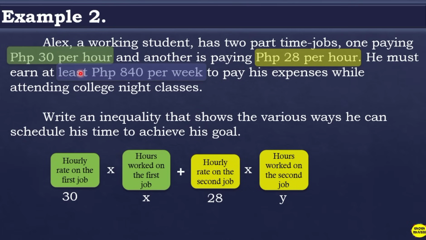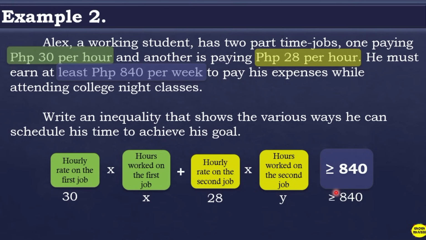So, kanina, pinakita ko yung mga keywords para alam natin kung anong symbol ang gagamitin. So, at least means greater than or equal ang gagamitin natin dyan. So, ito po siya. Okay? So, ibig sabihin kasi ng at least, dapat ito yung pinakamababa. So, it's either, ito yung minimum na dapat kitain niya pataas. So, dapat greater than or equal. Okay? So, ito po siya.